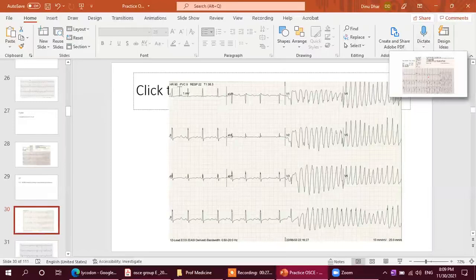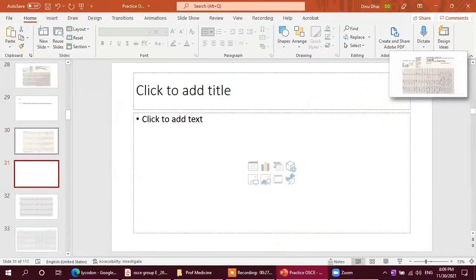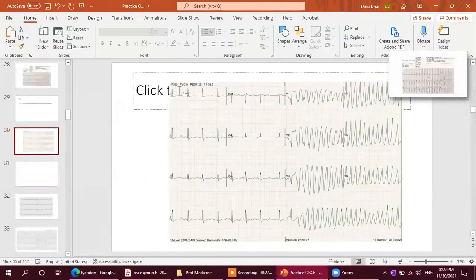So on the broad complex side, it is usually ventricular tachycardia, but occasionally you can get a tachyarrhythmia rising from above the ventricles, but with a block on the way. Right? So that's ventricular tachycardia.